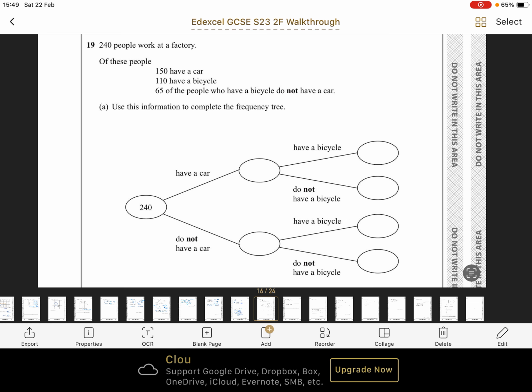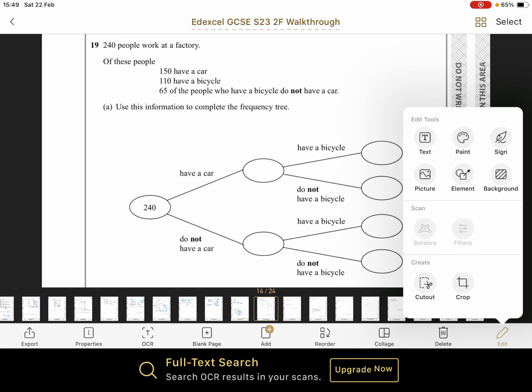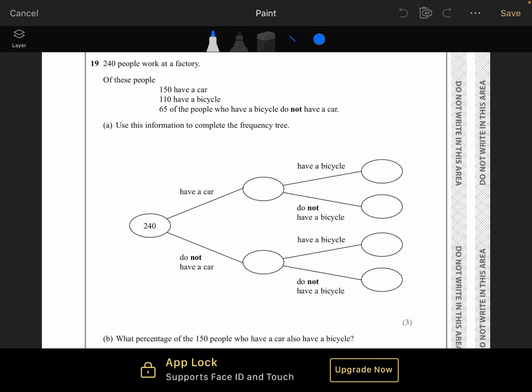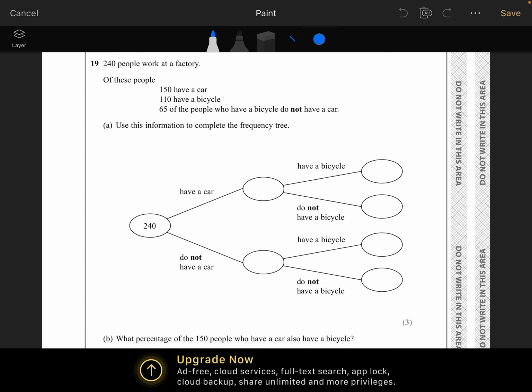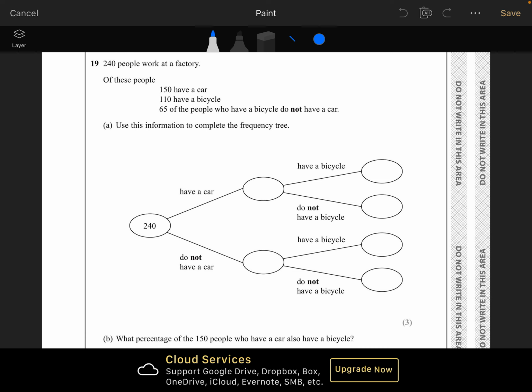Question 19. 240 people work at a factory. Of these people, 150 have a car. 110 have a bicycle. 65 of the people who have a bicycle do not have a car. Use the information to complete the frequency tree.